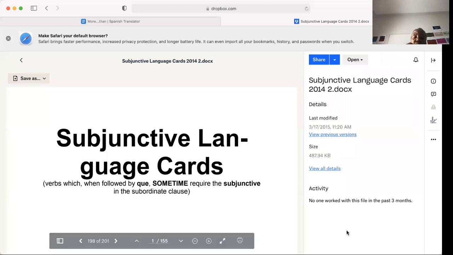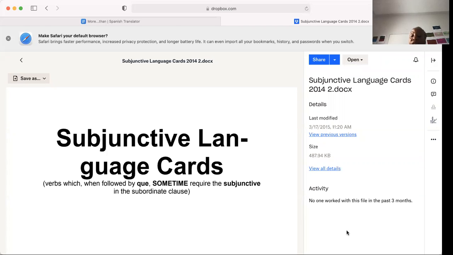As I told you before, I was going to continue working with the subjunctive, even if I repeat a couple of things. I did this back in 2014, so that's five, six, seven years ago. And I did it in Word versus in cards. I think it's important that students get the subjunctive from all different perspectives and all different ways.